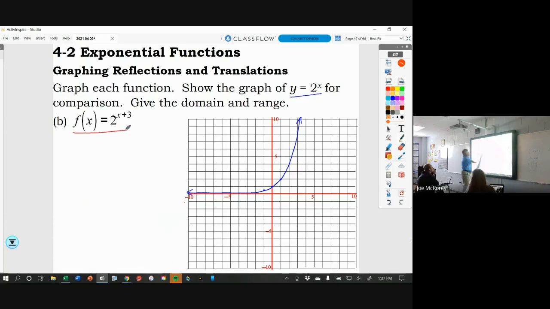We're going to graph 2 to the x plus 3 power. What's the transformation? Plus 3. Diego, did you say something? I was gonna say move up 3, but no. Left 3. So it's like what's in parentheses.